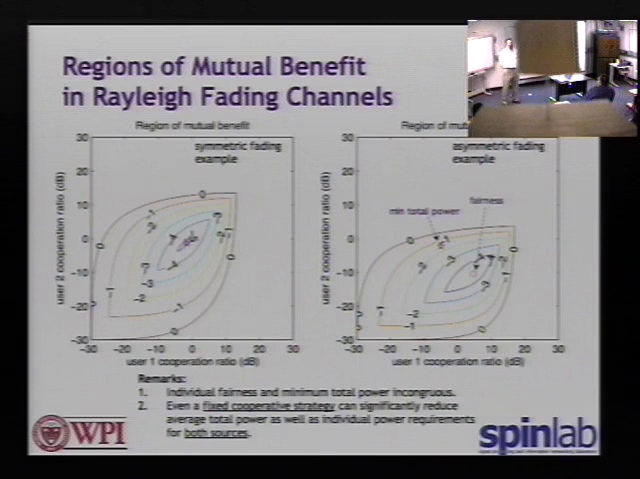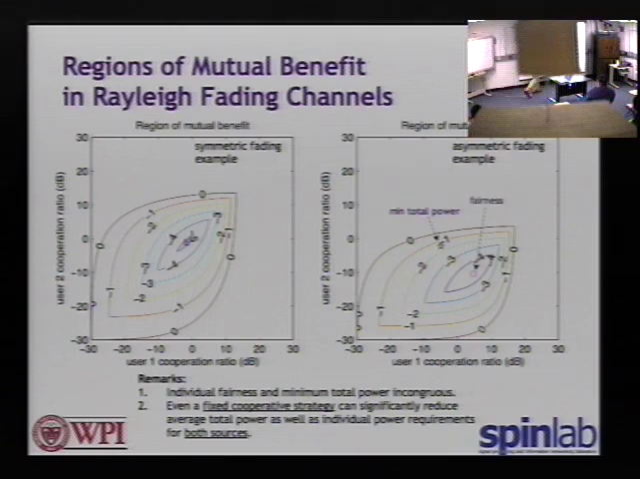I'm sorry, did you define fairness? No, I didn't. I'm defining fairness just in an intuitive sense here. So fairness meaning both nodes get the same gain, the same benefit in terms of total power reduction. Like a ratio. Sure, it's in decibels, so yes, it has to be a ratio.